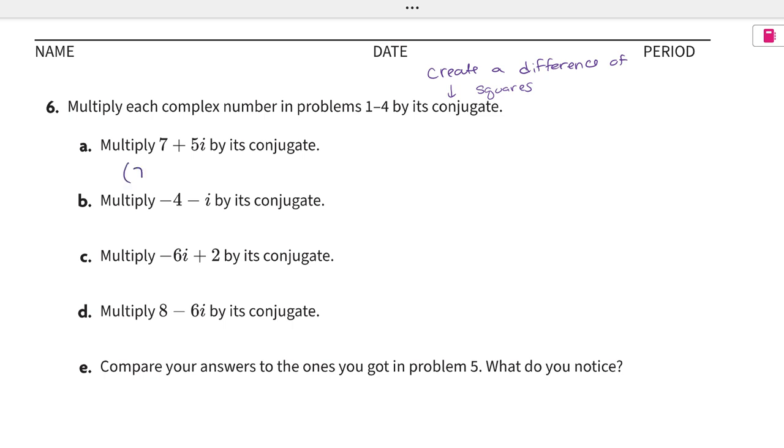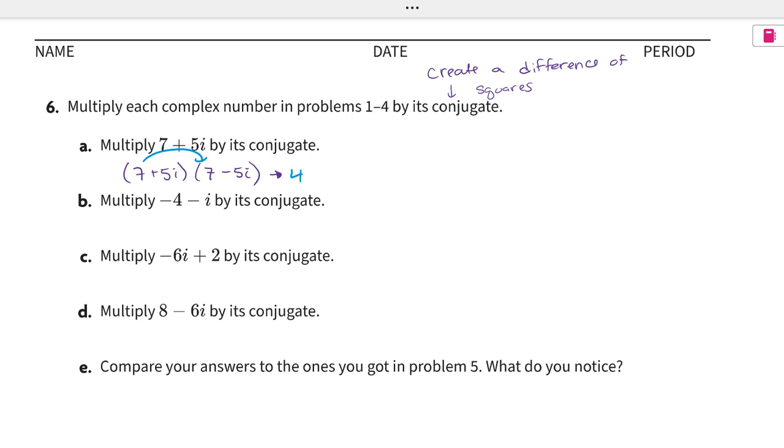So the conjugate of 7 plus 5i is 7 minus 5i. And I could have actually done 5i minus 7. It wouldn't have made a difference. So we get 49. I'll do the whole thing out, actually. Let's for the first one, I'll really show where we're getting this.